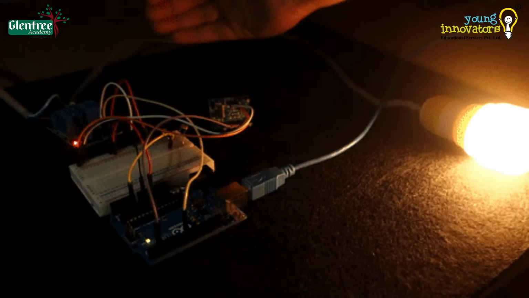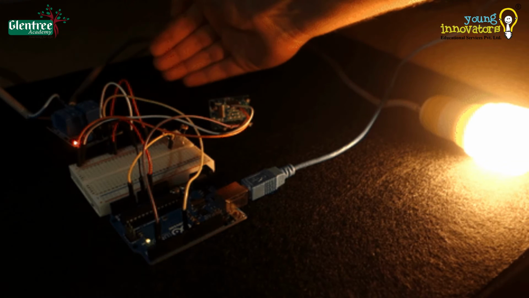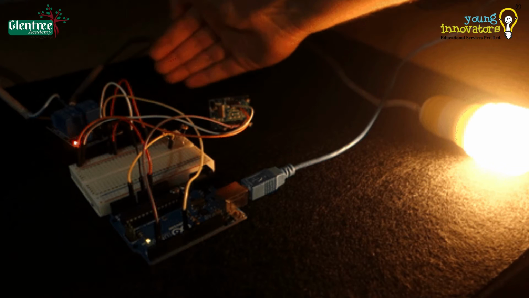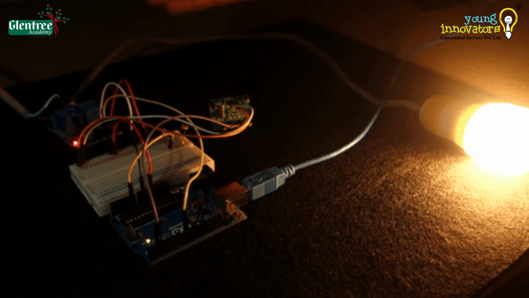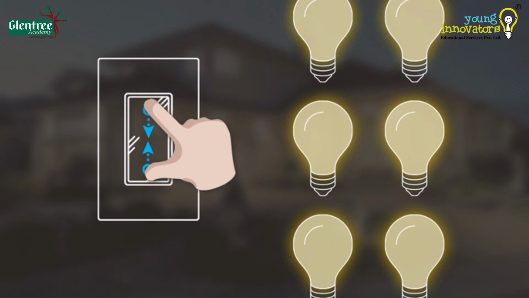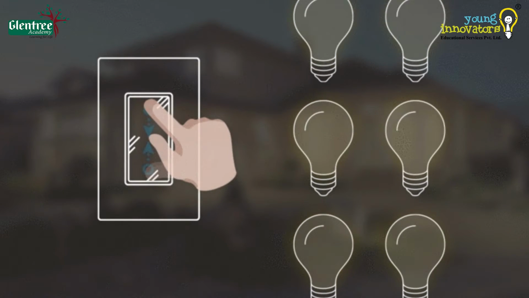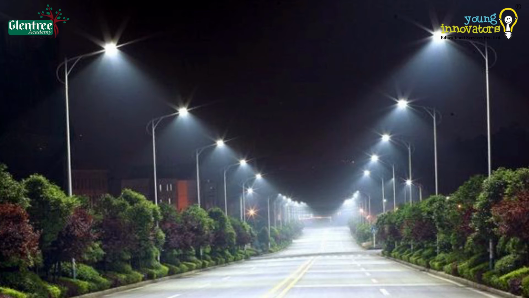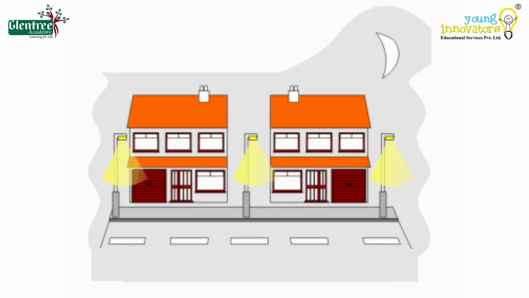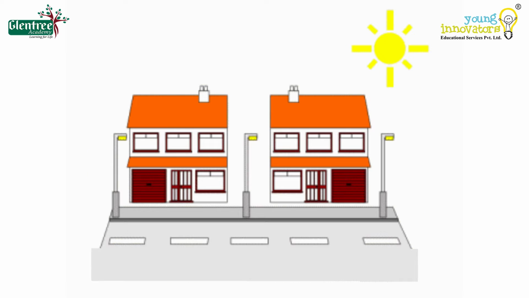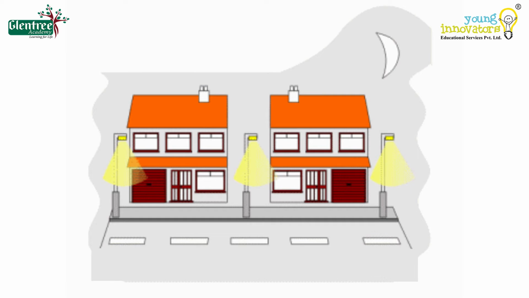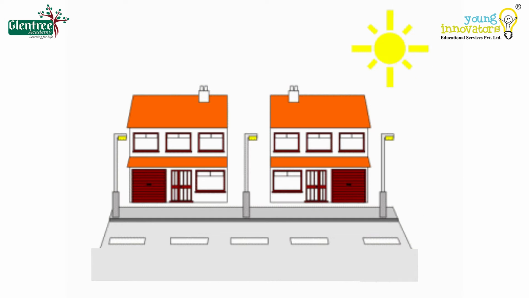LDRs are also called photoresistors or photoconductors. They work on the principle of photoconductivity. LDRs are used in street lights due to their property of changing the resistance value at different conditions, which helps in switching the lights on and off during day and night respectively.